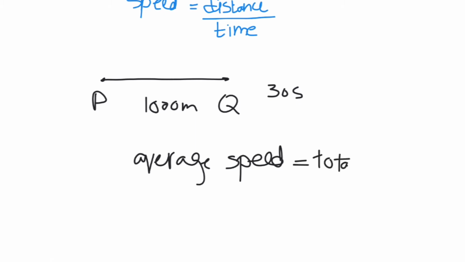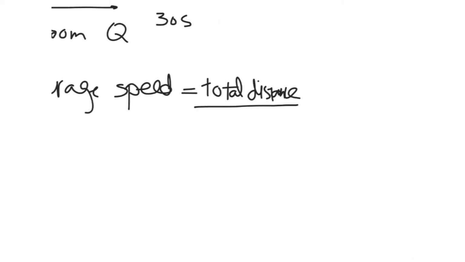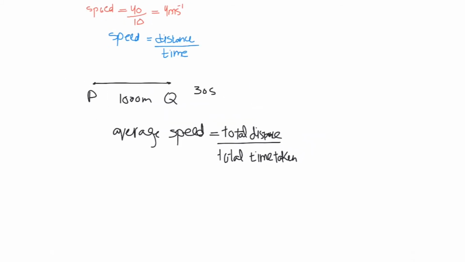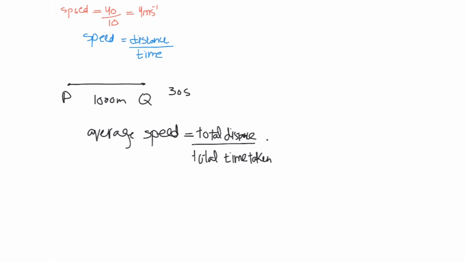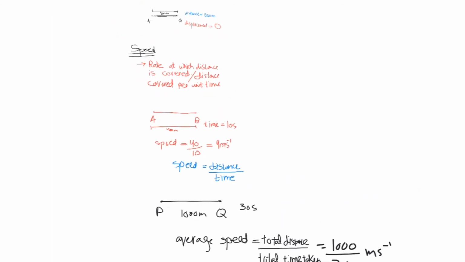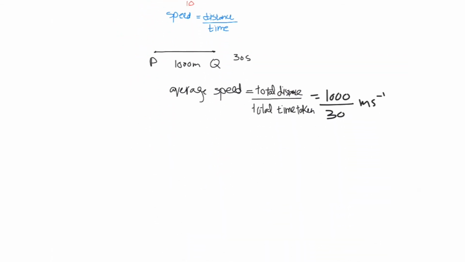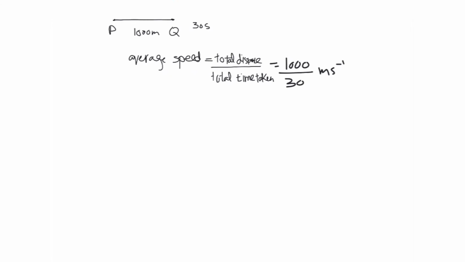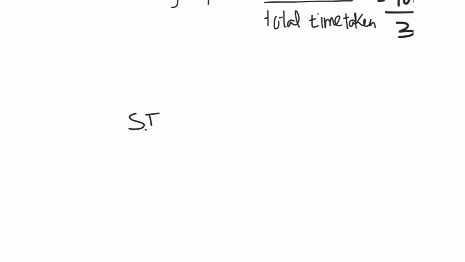average speed is equal to total distance over total time taken. So which in this case would be 1000 divided by 30. And this is about the speed, and the SI unit for speed is meters per second, and it is actually a scalar quantity.